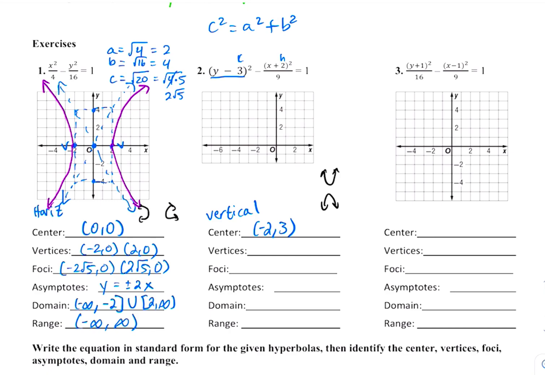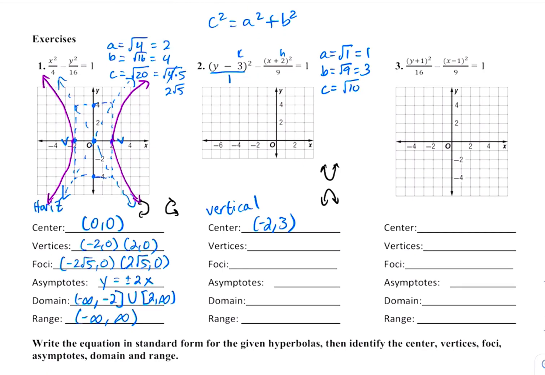So I'm assuming that this is over a 1. So remember, our a squared is always underneath the positive term. So the square root of 1 is 1. And then b is the square root of 9, which is 3. And then for c, we are adding these two things together and taking the square root. So this would be the square root of 10, which can't be simplified.